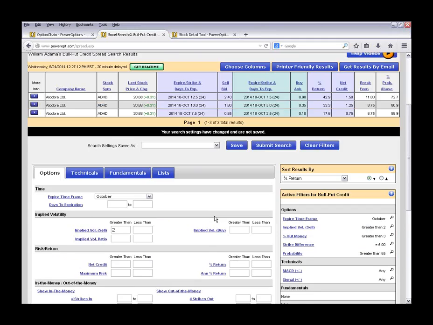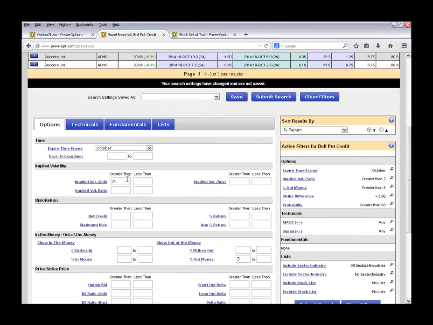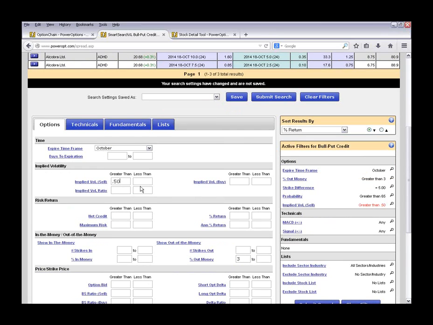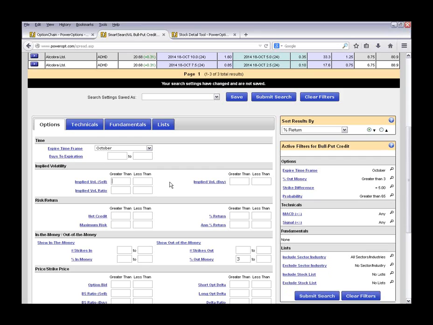Okay, so we just wanted to show that as an example, and to show Bill why it didn't show up when you're screening for 100. It's because we're using the single number value. If you're used to seeing implied volatility as 50, you'd look for an implied volatility of 0.50. Now let's talk about our implied volatility ratio as it relates to credit spreads, debit spreads and condors.